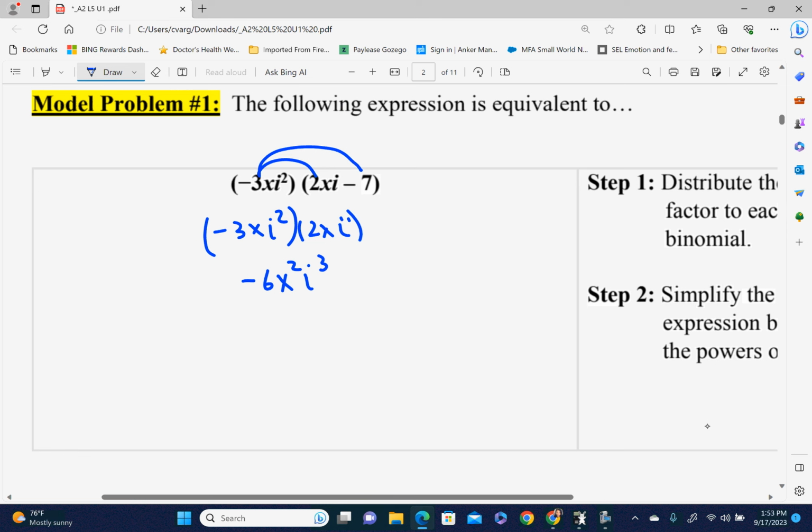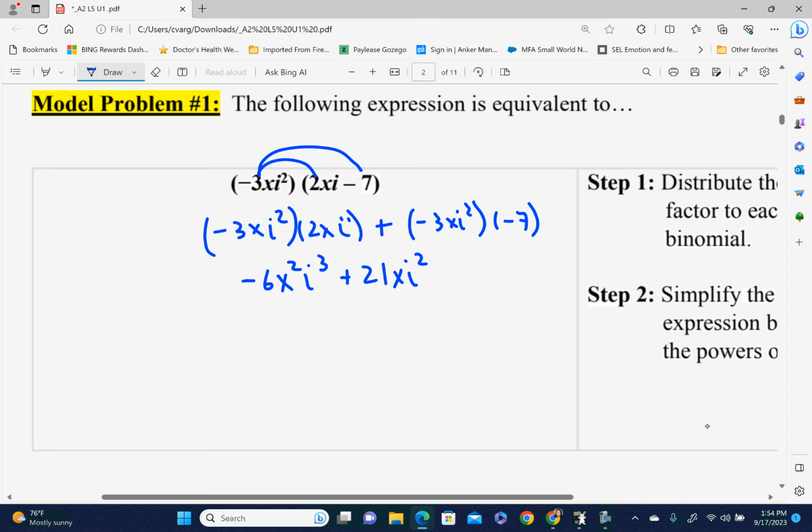So negative 3xi squared times negative 7, and there's no sign here in between, so we're going to combine them. So negative 3 times negative 7 is a plus 21. Good. X, there's nothing here to combine that with, so I'm just going to put an x, and i squared, same thing. There's nothing to combine there, so I'm just going to write i squared.